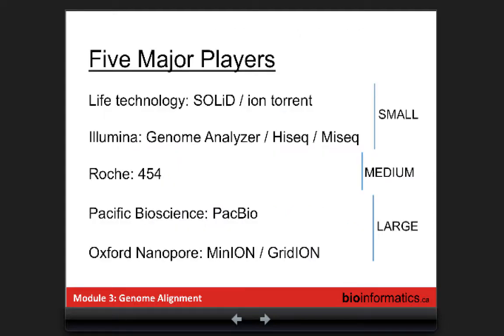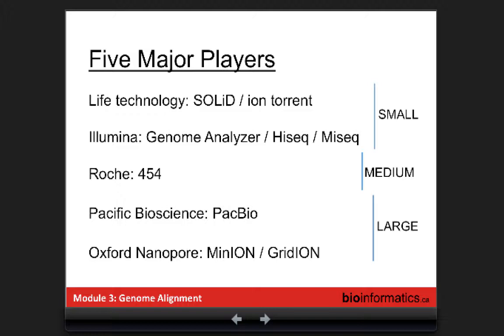There are actually five major players for sequencing. Life Technologies, which developed SOLiD and Ion Torrent, and Illumina, which does Solexa, Genome Analyzer, HiSeq, MiSeq. Except for MiSeq, which is more in between, these technologies do small-fragment sequencing, from 30 to 100, 200 base pairs long. With MiSeq and 454, we go to the medium size of reads, around 300 to 600, so 300 or more for MiSeq and 600 to 700 for 454.